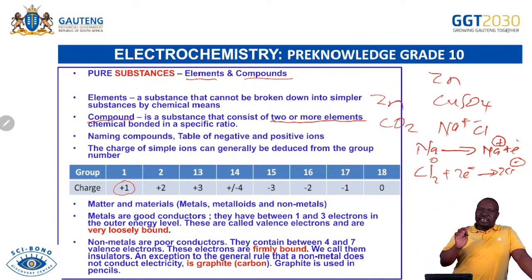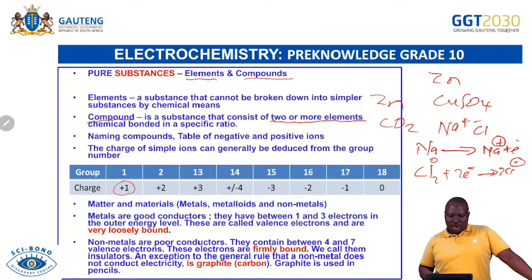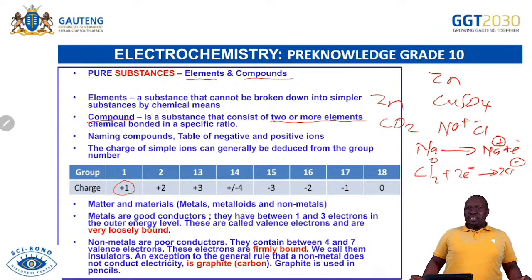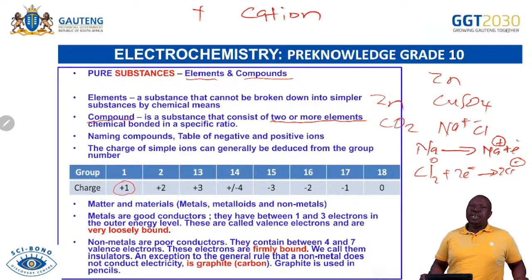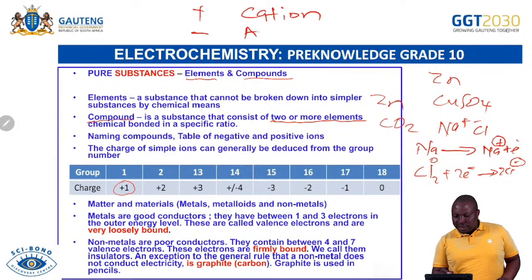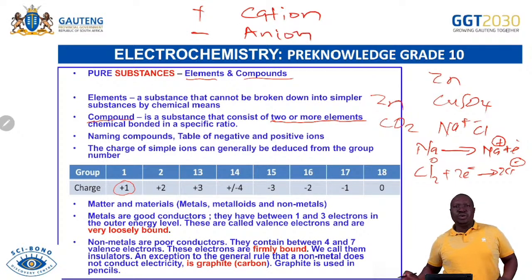So metals in group 1 in the periodic table, they lose electrons. So group 1 elements lose 1 electron. Hence, they form a charge of positive 1. Remember that charge, you said in grade 10, you were referring to the positive charge as a cation. However, the negative charge, you refer to it as an anion. So you have to remember that.